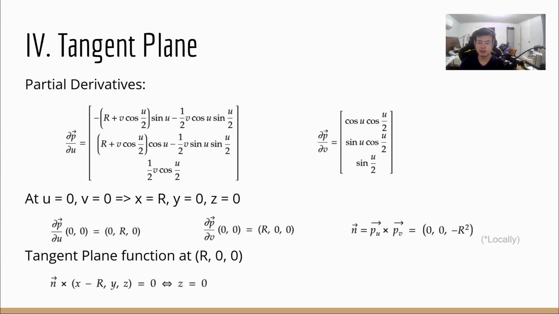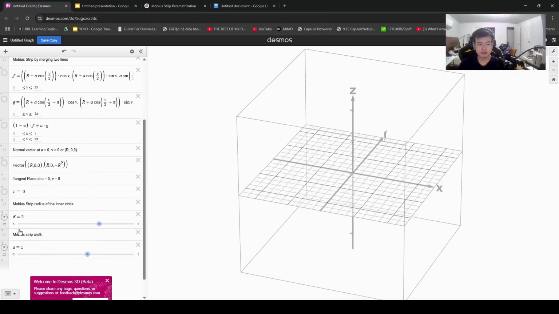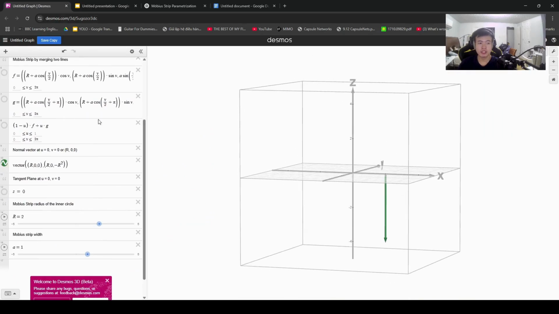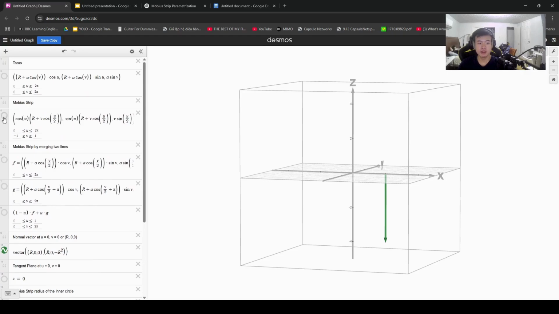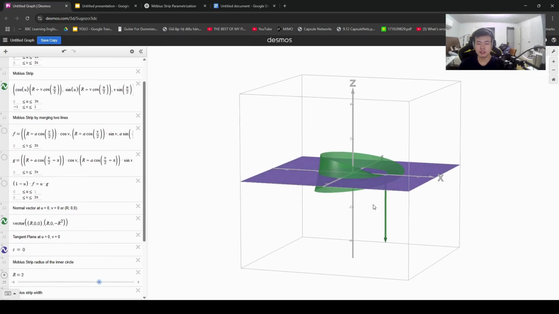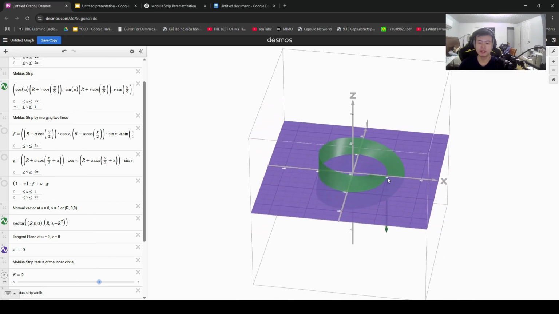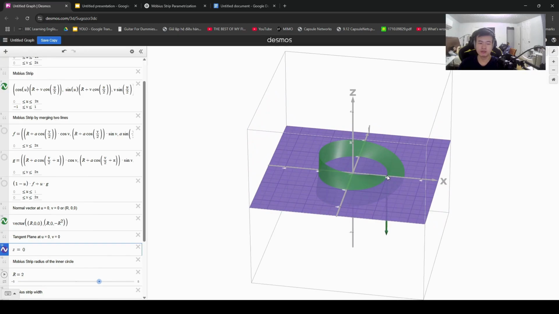Still, regardless of the orientation, they both define the same tangent plane at that point, which turns out to be z equal to 0, and I'll show it to you on Desmos. So here is our normal vector that I calculated from the parametric functions of the Mobius strip, and here the plane in purple is our tangent plane at this point.